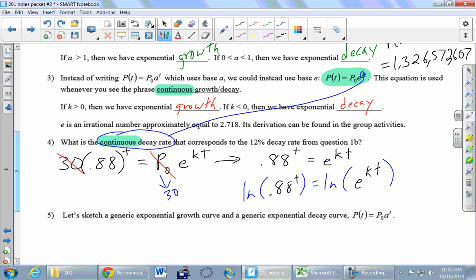And one of the nice properties about logs is that when you see log of something to a power, what can you do with that power? You can bring it right to the front, yeah? So we're going to take both powers and put them right in the front of the logs. So this becomes t ln of 0.88 equals kt ln of e.